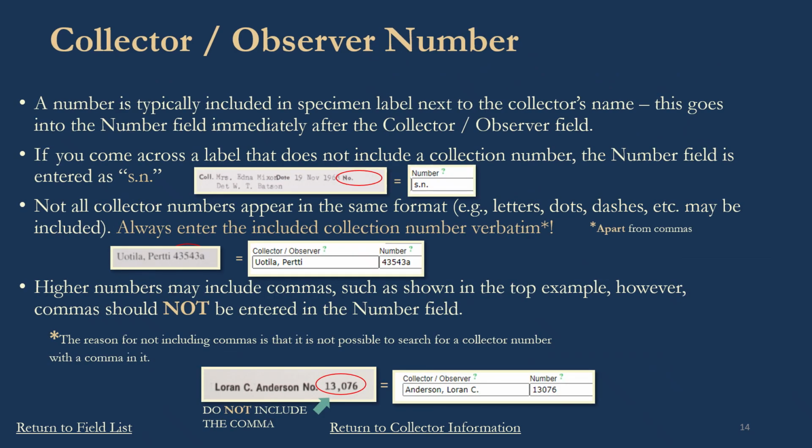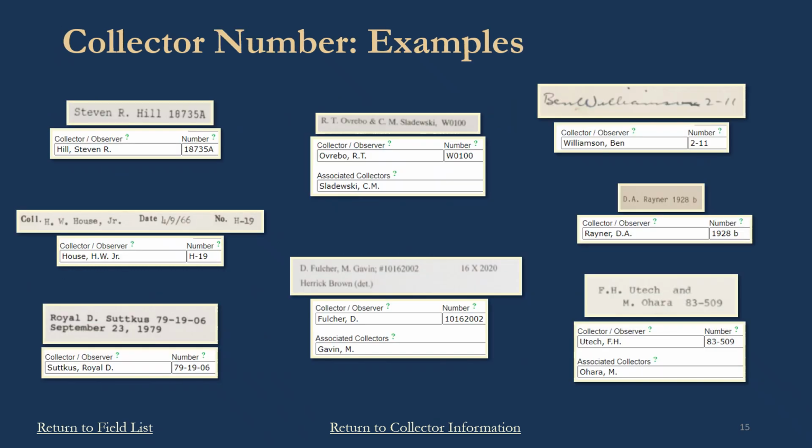The collection number is typically found directly next to the collector's name on the specimen label. If there is no collection number at all, this field is entered as S.N. Note that not all of these will have the same format. However, we still enter the collection number verbatim, apart from commas. This slide provides several examples of more ways that a collection number might be written. As we discussed before, this number is still entered verbatim.